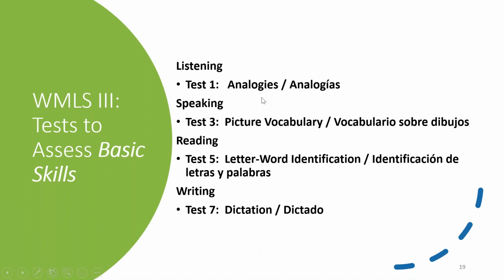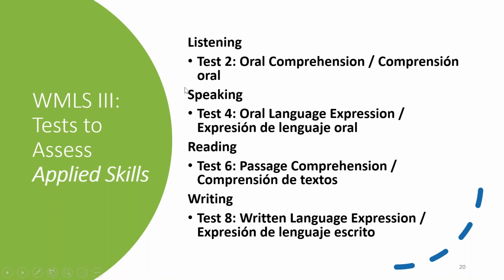And then when I mentioned that we do have tests within the WMLS 3 that assess basic skills, those odd numbered tests are the tests that assess basic skills. So test 1 is assessing the basic skills associated with listening, and this one is analogies. Speaking, the basic skill is picture vocabulary, and then reading would be the letter word identification, and then writing is dictation.